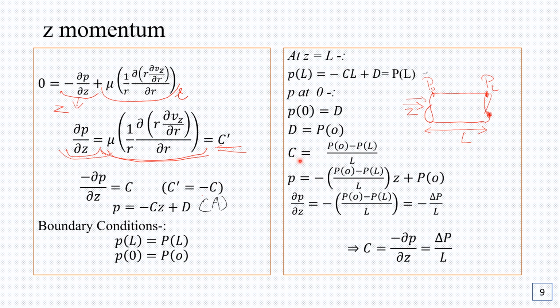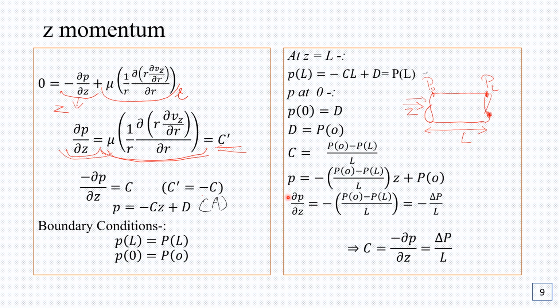When we substitute this equation here in this equation, we get the value of C. The pressure difference applied across the pipe is capital P naught minus capital P L. So finally the value of C comes out as capital P naught minus capital P L, whole divided by L, so we can write it as delta P divided by L. Now we substitute this value of C and D in equation A. So finally we get the pressure at any point z, small p, equal to minus capital P naught minus capital P L, whole divided by L, multiplied by z, the location, plus capital P naught, that is the pressure at z equal to 0.